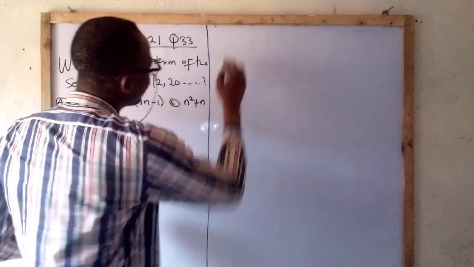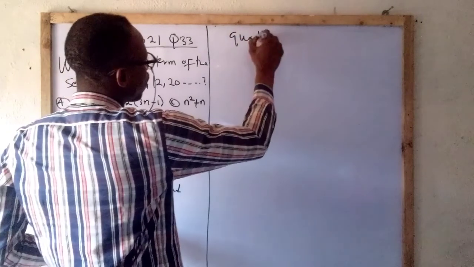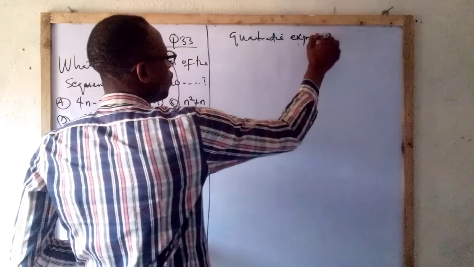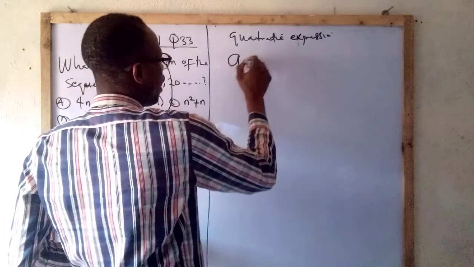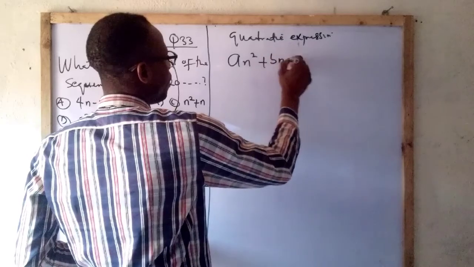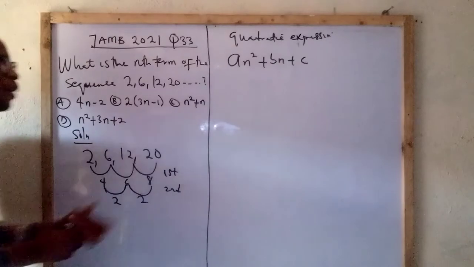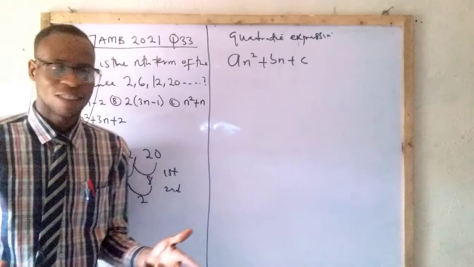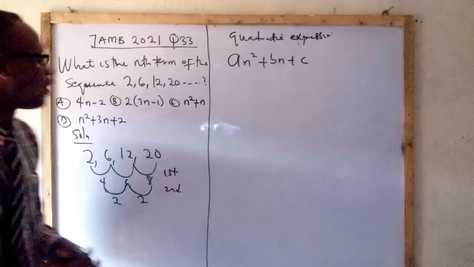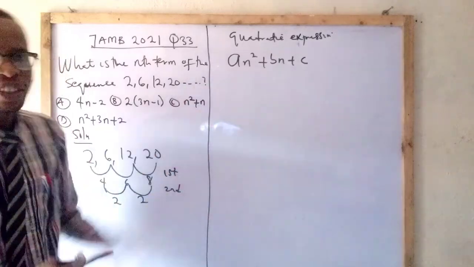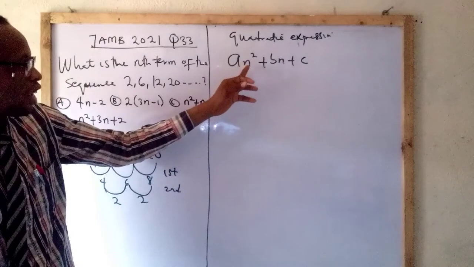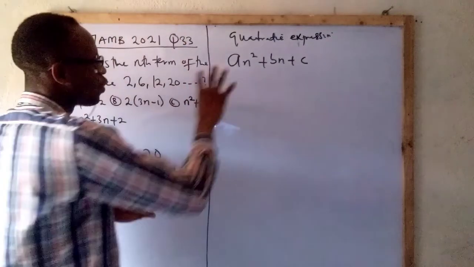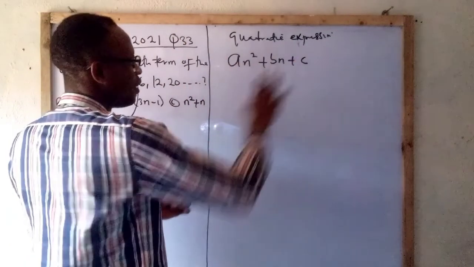Okay, so a quadratic expression, an squared plus bn plus c. You may be wondering why I am using n, not x. In a quadratic expression, what we are familiar with is simply x, but because we are actually looking for the nth term of that sequence, it's best you use n. So it's still the same, just changing the x to n. Okay, so from this now, we need to calculate the value of a, b, and c.